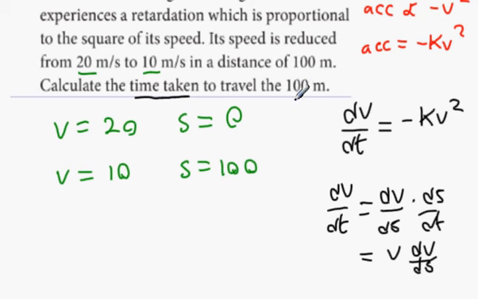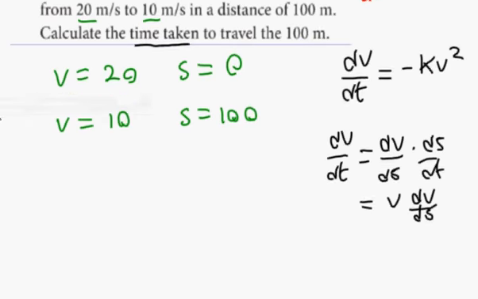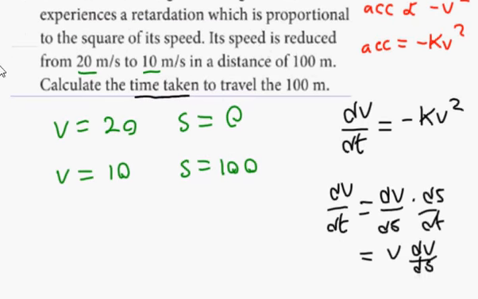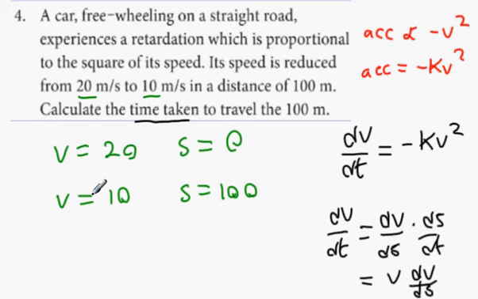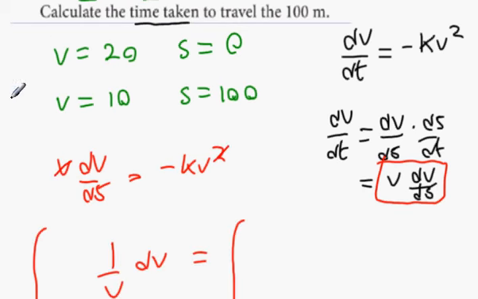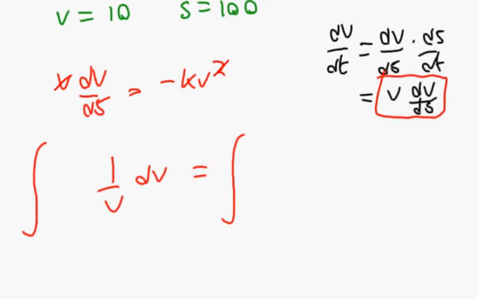So what you have is an option between dv/dt equals minus kv squared and v dv/ds equals minus kv squared. Now we're going to see if we can get the k value, because we have two complete sets of limits for v and s. If we use v dv/ds, we could figure out what k is right away. So v dv/ds equals minus kv squared. We cross off a v on both sides, and we're left with the integral of 1 over v dv equals minus k times ds. The limits are v on top, 10 on the bottom, s on top, and 100 on the bottom.